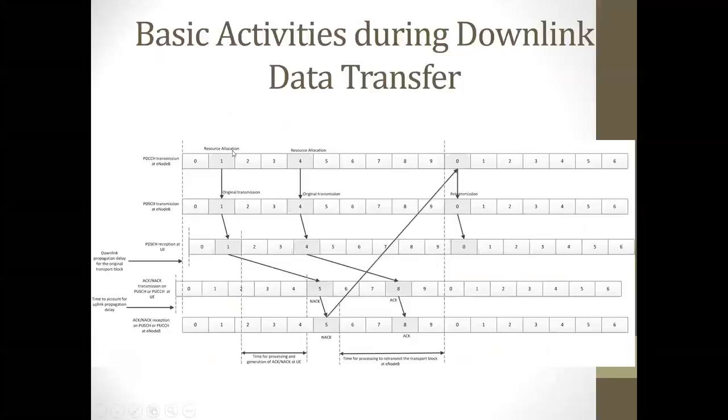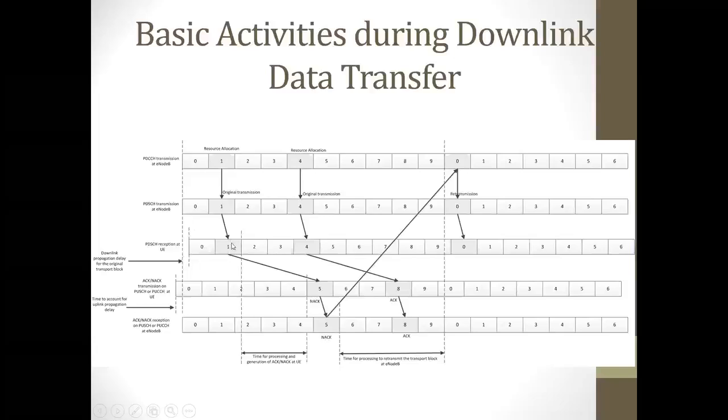Say the original transmission: PDCCH occurs on subframe number 1, and the data on PDSCH is also on the same subframe. But the UE receives it after a while because of propagation delay. The first two are from the eNodeB, subframe number 1. The UE receives it here after a while.